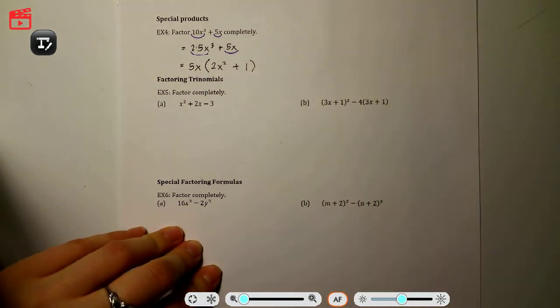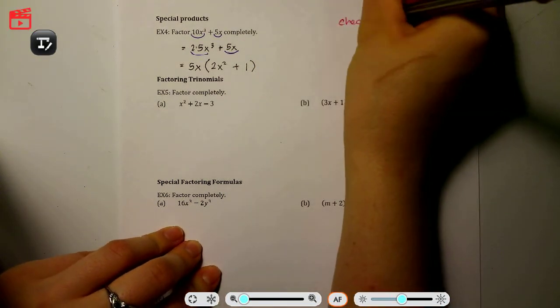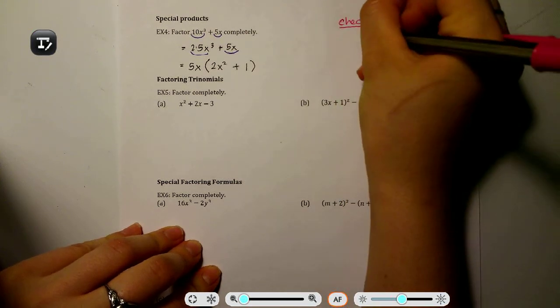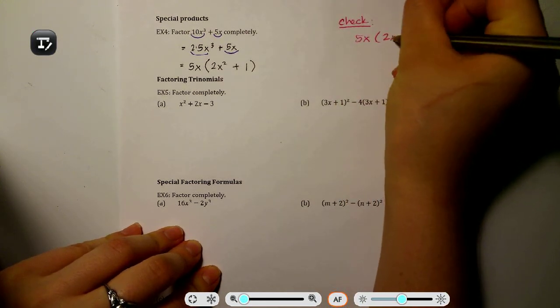So if you wanted to check your answer to make sure you factored it correctly, how could you do that? Well, you can multiply it back out and see if you get what you started with.